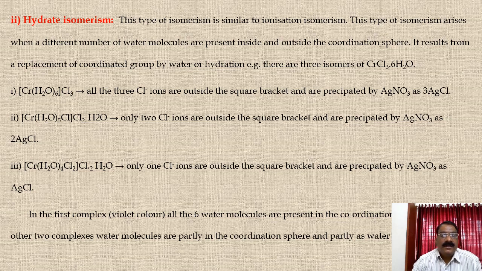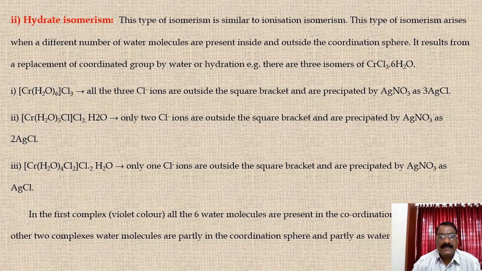Second type, that is hydrate isomerism. This type of isomerism is similar to ionization isomerism. It arises when a different number of water molecules are present inside and outside the coordination sphere. It results from a replacement of a coordinated group by water or hydration. For example, there are three isomers of CrCl3·6H2O. See, first one, [Cr(H2O)6]Cl3.